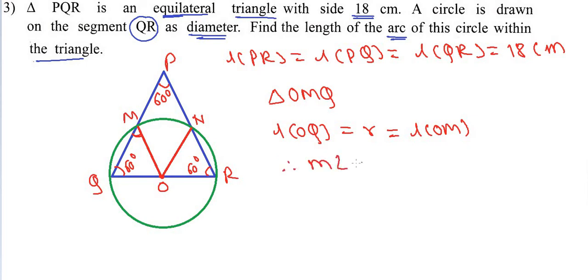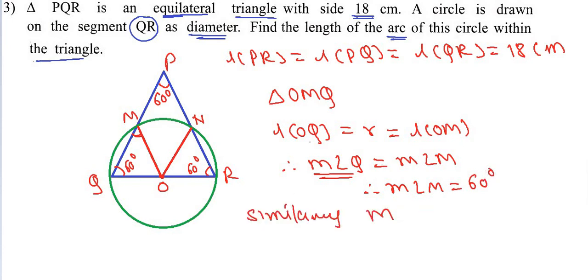Therefore measure of angle Q must be equal to measure of angle M, and we know measure of angle Q equals 60 degrees, and therefore we get measure of angle M also equal to 60 degrees. Similarly we can prove that measure of angle N is also equal to 60 degrees. So N is equal to 60 degrees, M equal to 60 degrees. So naturally angle QOM is also of measure 60 degrees.